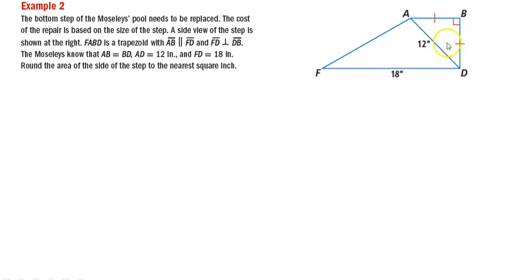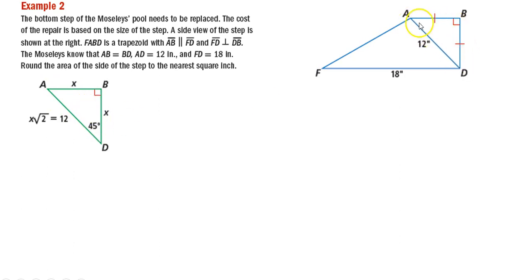We want to round the area of the side of the step, so of this whole thing, to the nearest square inch. So what we have here is this triangle that is a 45, 45, 90 triangle, and we know that because it's a right triangle. That's 90 degrees. These two side lengths are the same. Therefore, it's an isosceles triangle, and as a result, these two angles are the same, which makes them 45 degrees, because all the angles have to add up to 180 degrees.